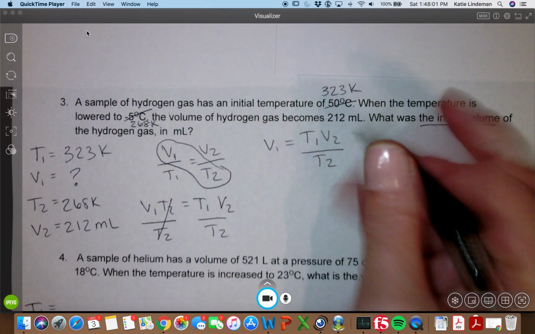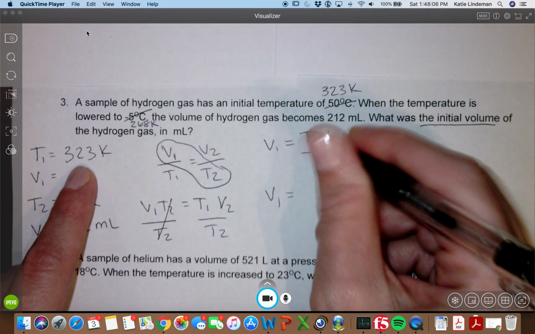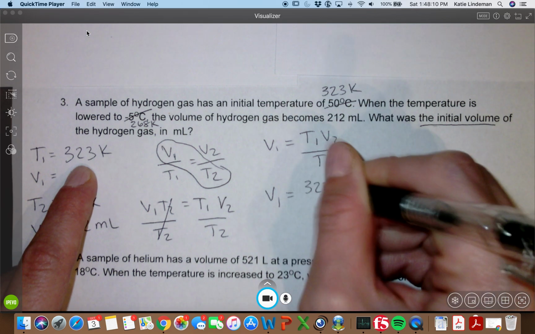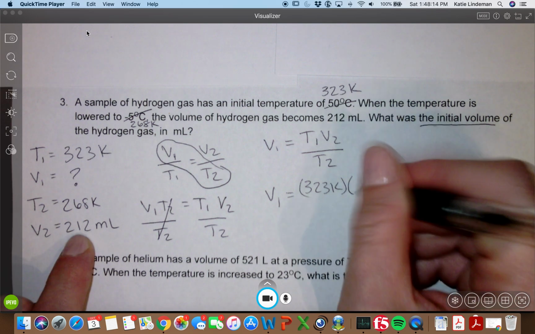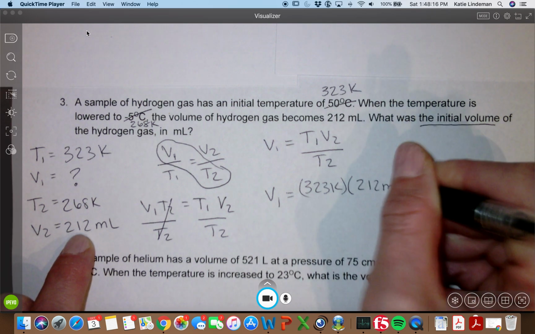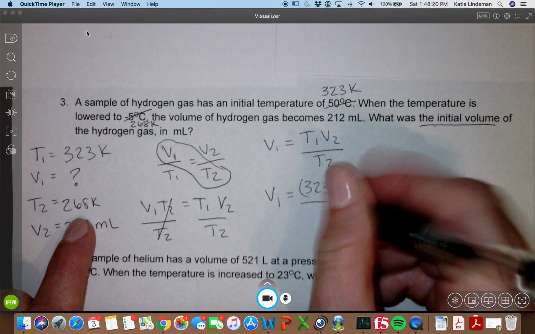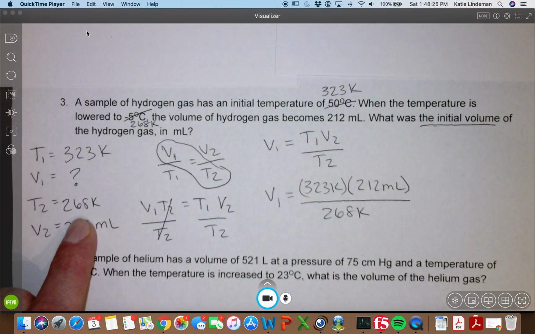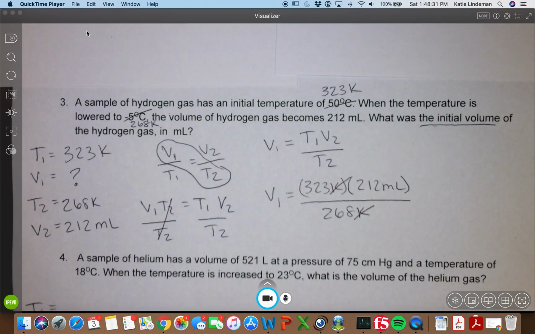So now I just plug everything in. So V1 is equal to, T1 is 323 kelvins. V2 is 212 milliliters. T2 is 268 kelvins. I have kelvins in the numerator and the denominator, so those cancel out. And now I can grab my calculator.